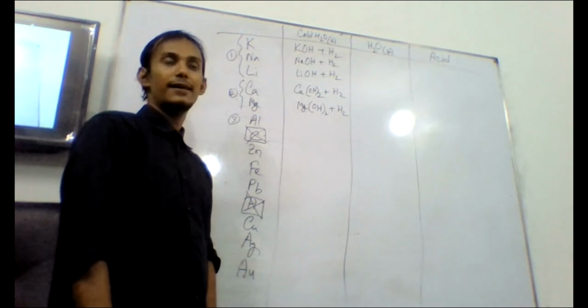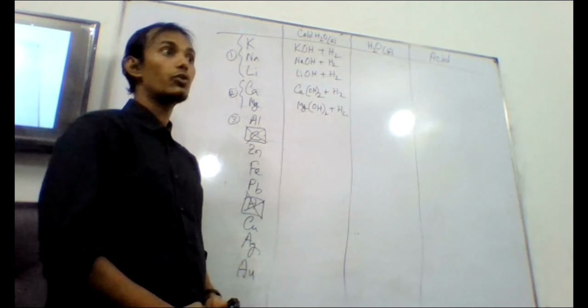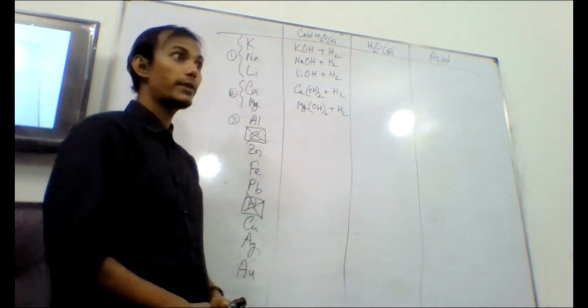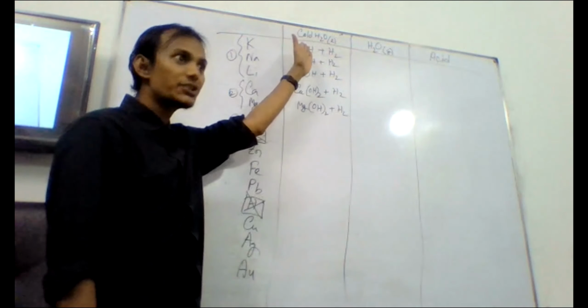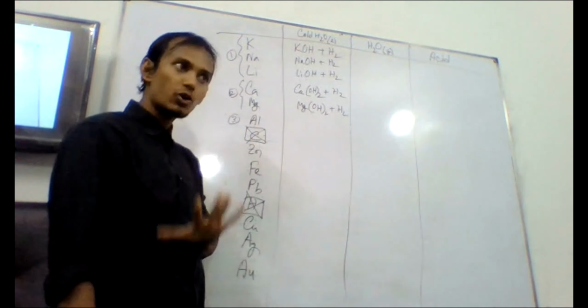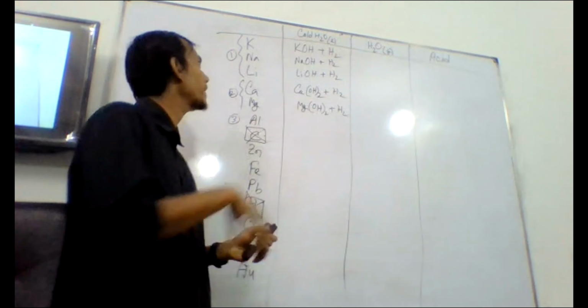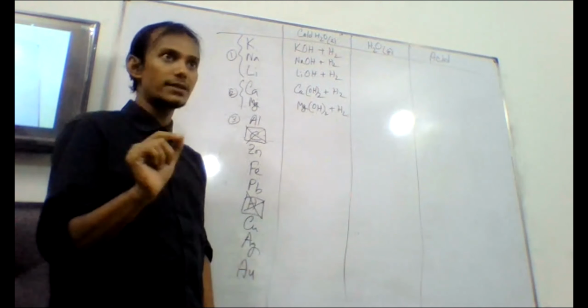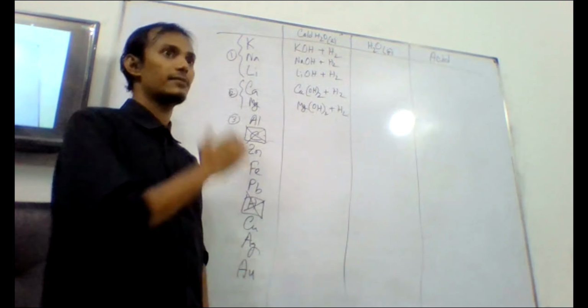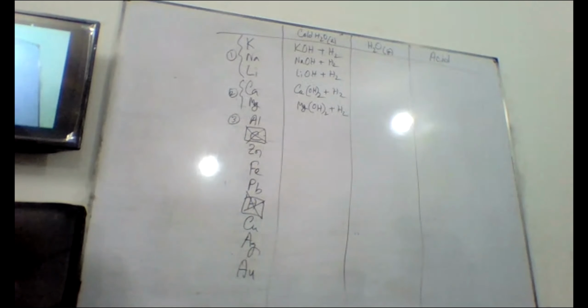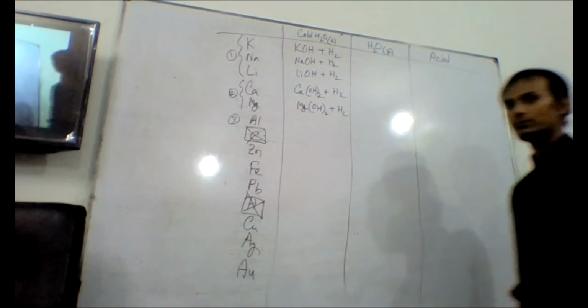Okay, so what you need to understand is, if anything reacts with cold water, it will give you metal hydroxide and hydrogen gas. That's it. So you can write: metal plus cold water gives metal hydroxide and hydrogen gas, and it's written in your book as well. See page number 150 and underline it. Metal plus cold water, metal hydroxide and hydrogen gas is underlined on page 150.